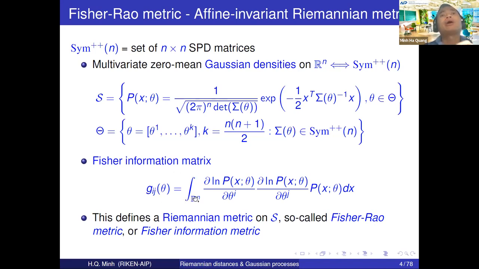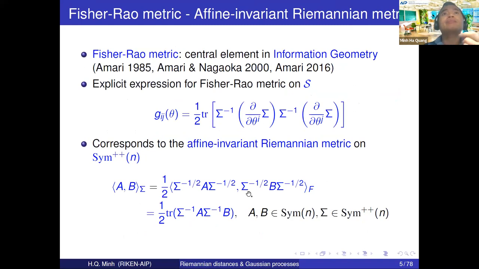This is a very well-known quantity in information geometry. In this case, it defines a Riemannian metric, the so-called Fisher-Rao metric, or Fisher information metric. For the Gaussian density, we can compute this explicitly. It's a central element in information geometry, and we have an explicit expression for it, given by this formula here.